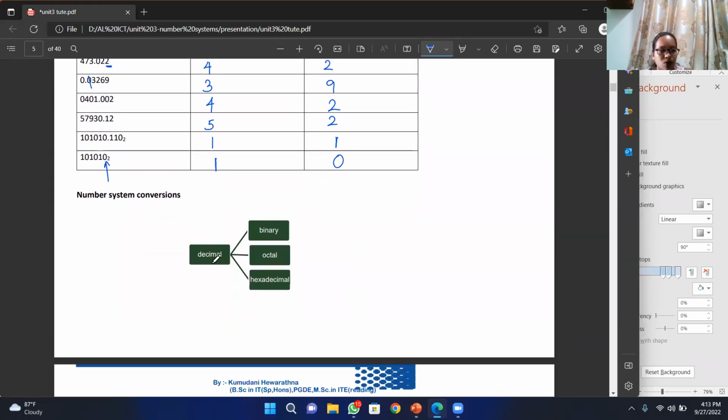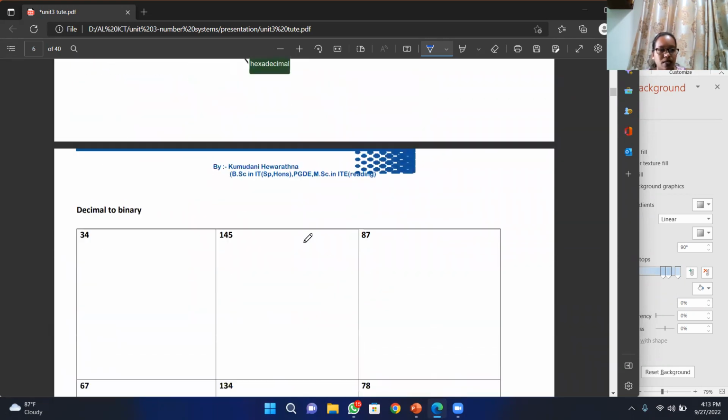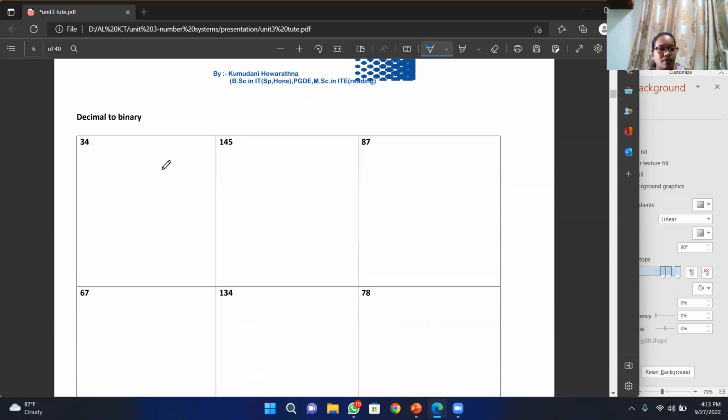Right, then we'll move on to that part, decimal to the other 3 conversions. Right, can you do this one? Decimal to binary, number given is 34. This is the decimal number.